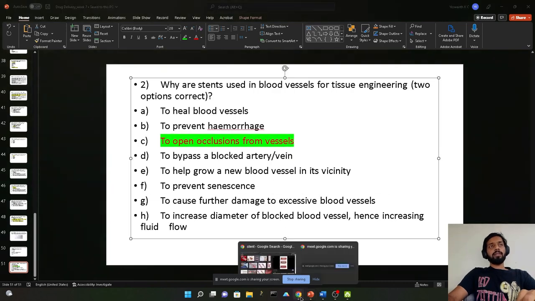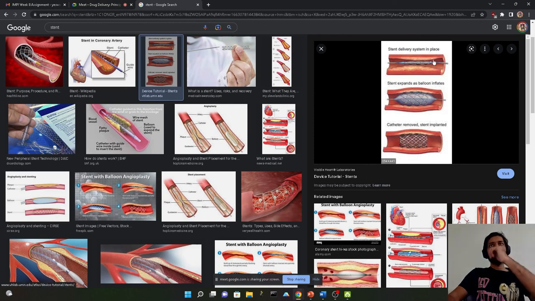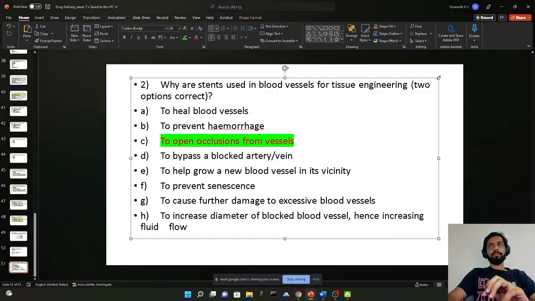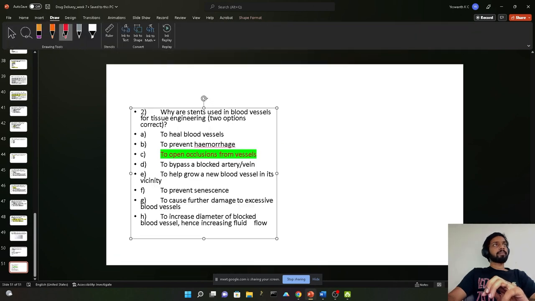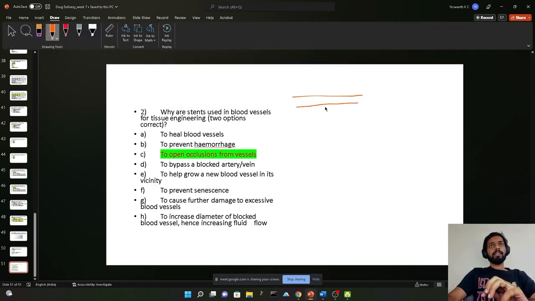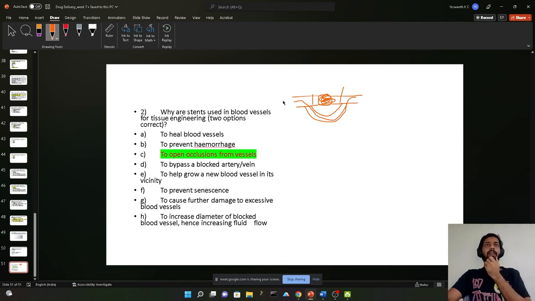Okay, if you go back to the diagram, bypassing would mean, if you have this block and you want to bypass it, you will have a separate path for the blood to travel through, right? Let me draw this. Okay, so this is the blood vessel. It's clogged for some reason. If you want to bypass it, you'll do this and you'll seal this off so that the blood can flow like this. So this is not something that stents do.